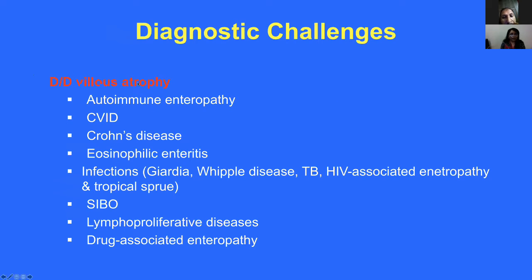Patients who have villus atrophy, although the most common cause is celiac disease, we have a number of causes of villus atrophy. They can be autoimmune enteropathy, common variable immunodeficiency, Crohn's disease, eosinophilic enteritis, different infections like Giardia, Whipple's disease, tuberculosis, HIV enteropathy, tropical sprue, small intestinal bacterial overgrowth, different lymphoproliferative diseases, and a group of drugs which can cause this villus atrophy. So just by looking at villus atrophy, we cannot diagnose celiac disease. That's why we need a combination of serology, histology, and if required, HLA testing.